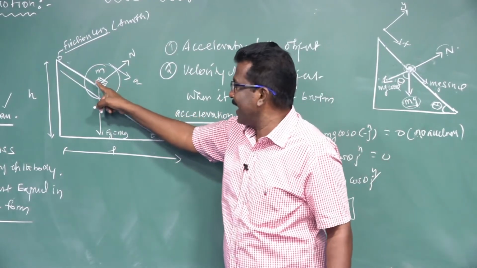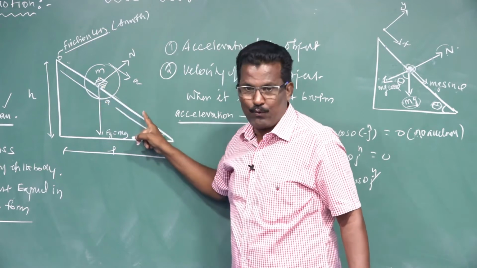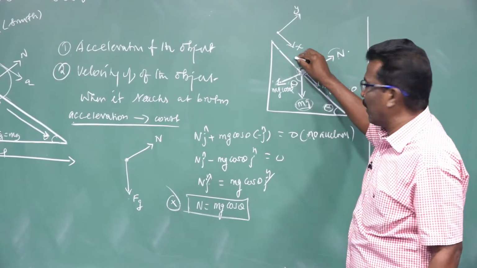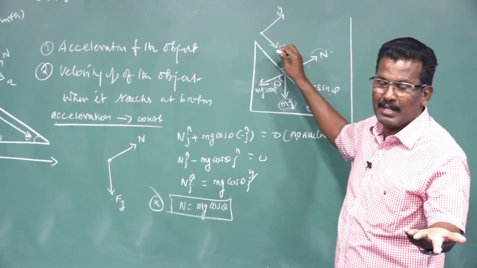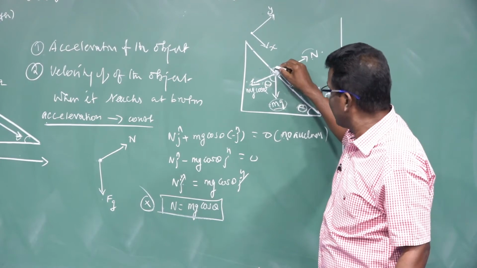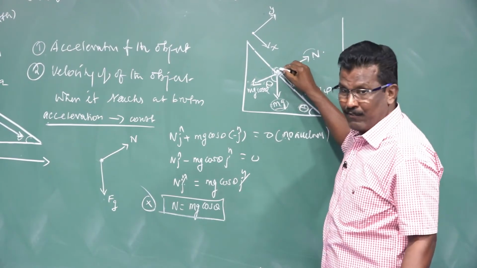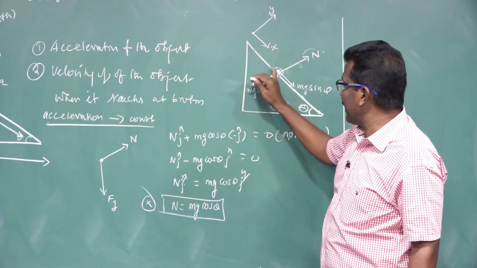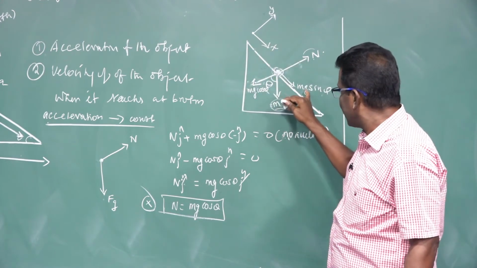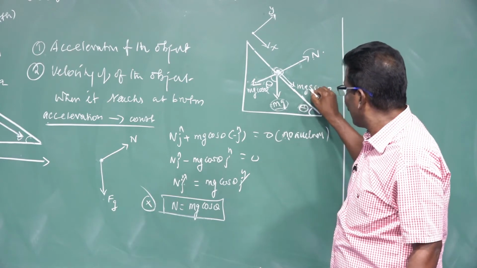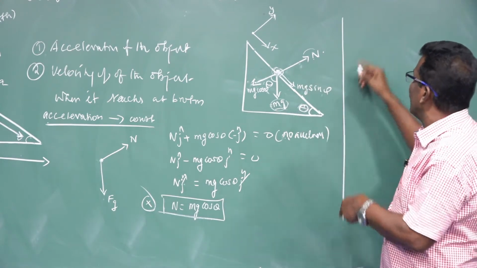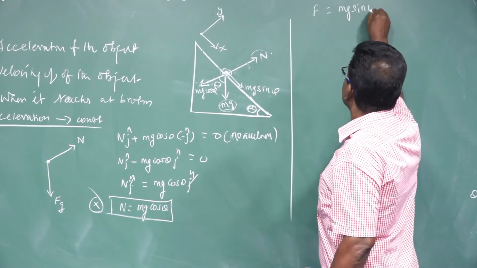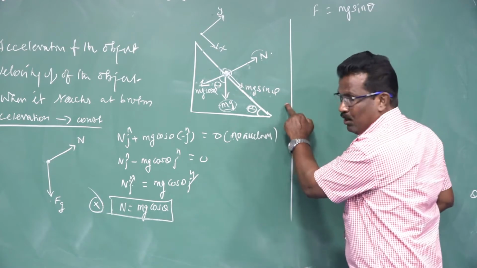No force is acting upward to balance this force, so the body continuously slides down. If the surface had friction, the friction force would act upward. But the surface is completely smooth, so the force acts only downward and the body moves only downward. The body accelerates downward, so F is equal to mg sin theta.